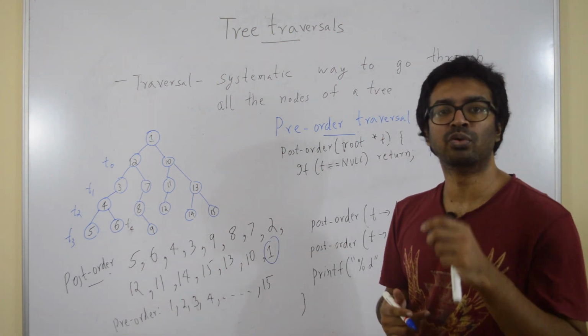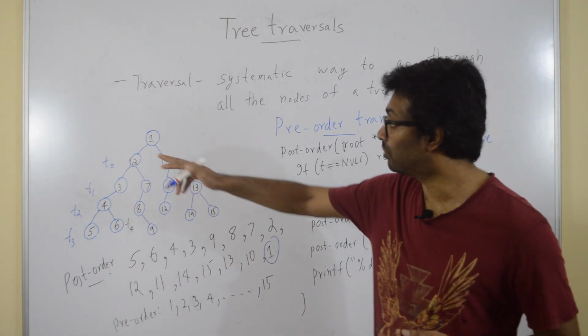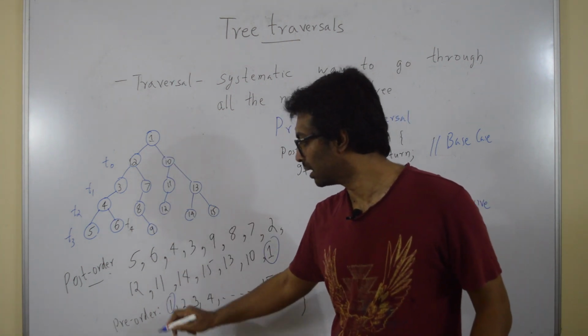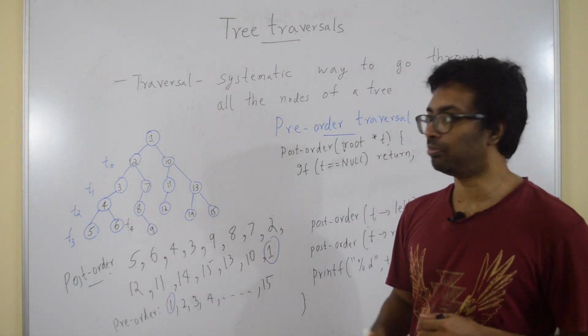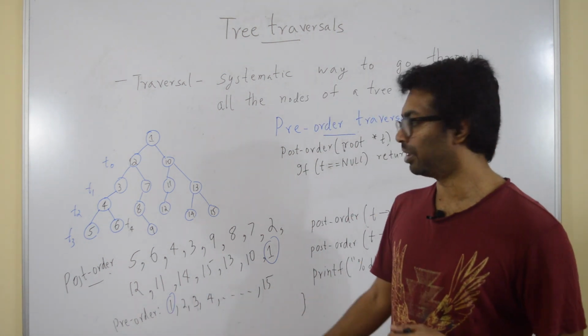Where is the value of root node in a pre-order traversal? It's the first node, because I start visiting from here, I print the value there, then I visit children, right? So the root in a post order is the last value, and in the pre-order it's the first value.